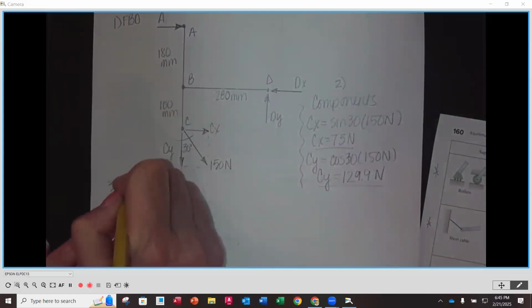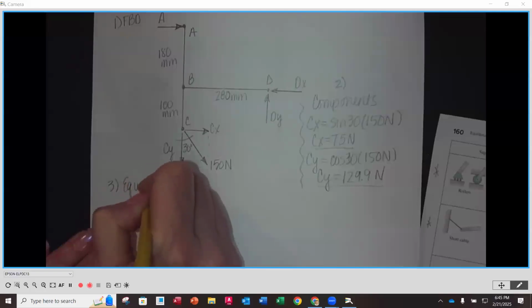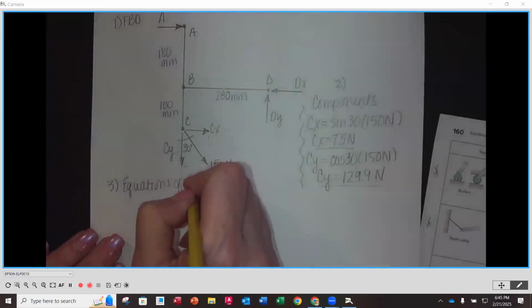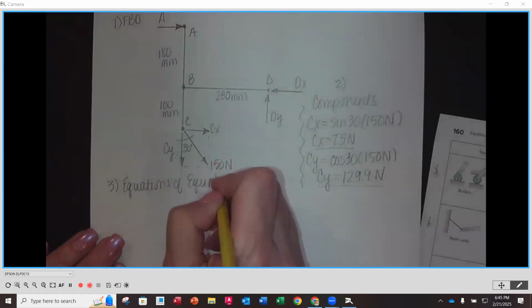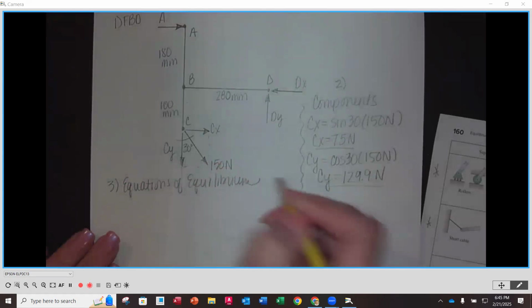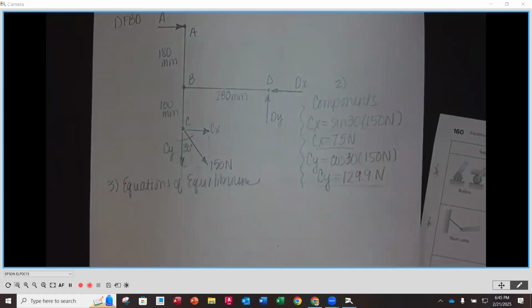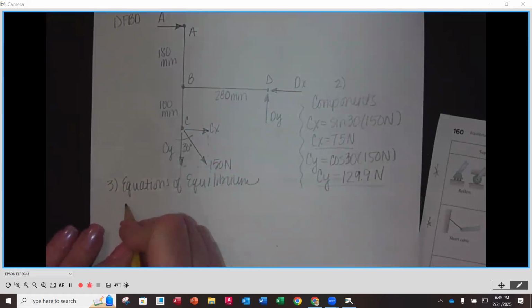So step number 3, equations of equilibrium. And we've got 3 of them. So we might as well start with the sum of the forces in the x equals 0 and see what we get.